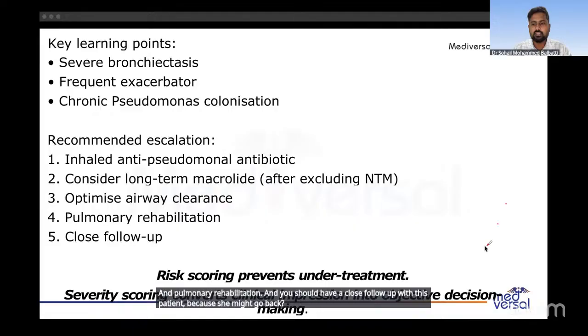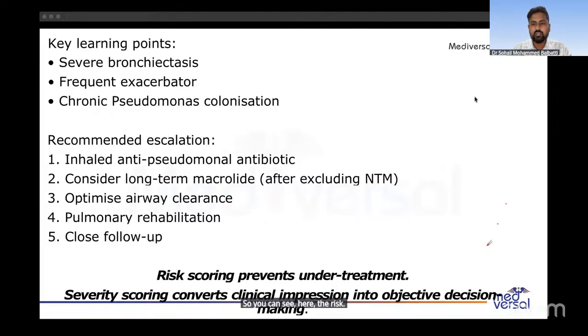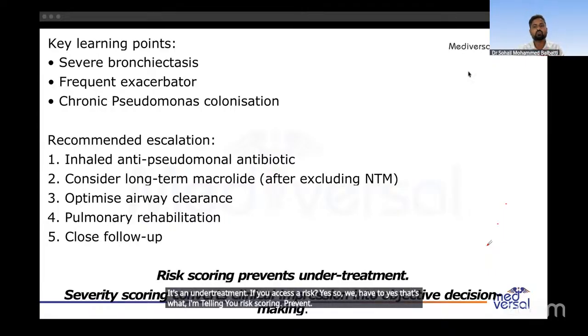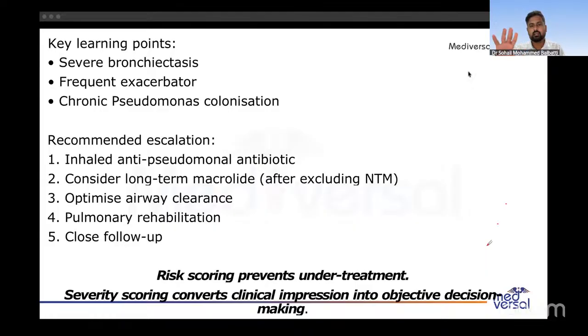So you can see here the risk scoring prevents us from undertreatment. If you just see her clinically and send her back, it's undertreatment. If you assess the risk, yes. That's what I'm telling you: risk scoring prevents undertreatment. Right now she may not have any symptoms clinically, but she has all the factors that may cause her prognosis to worsen.